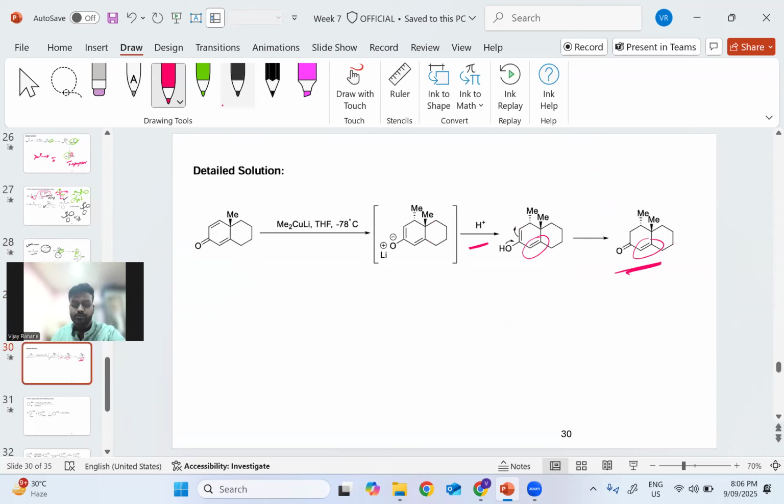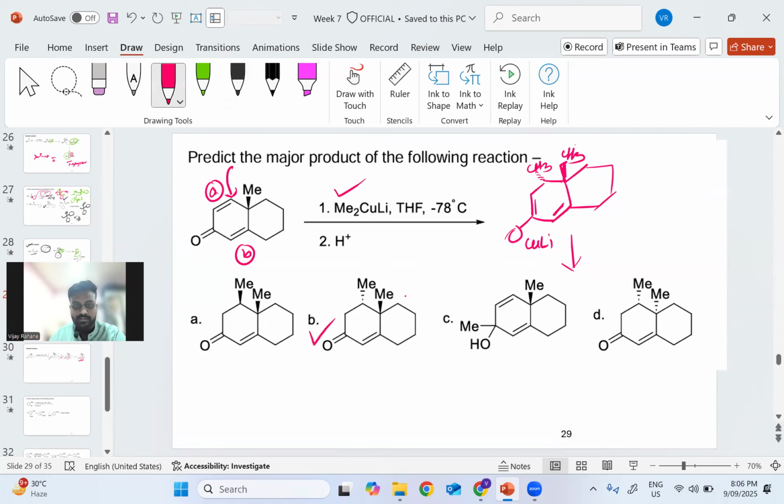So you can note down the mechanism from this slide. Which option is here? Option B is the correct option among these. Here they have shown that's wrong. Here they have shown a direct attack, but because of the copper, this attack is not possible. And here they have shown how they change the stereochemistry of the product, but that's not the case.